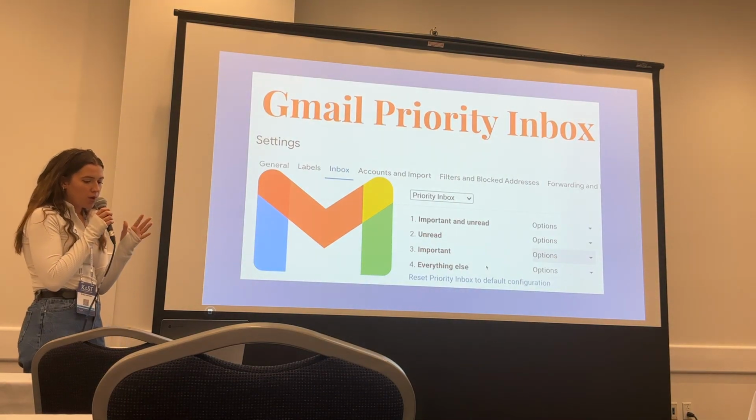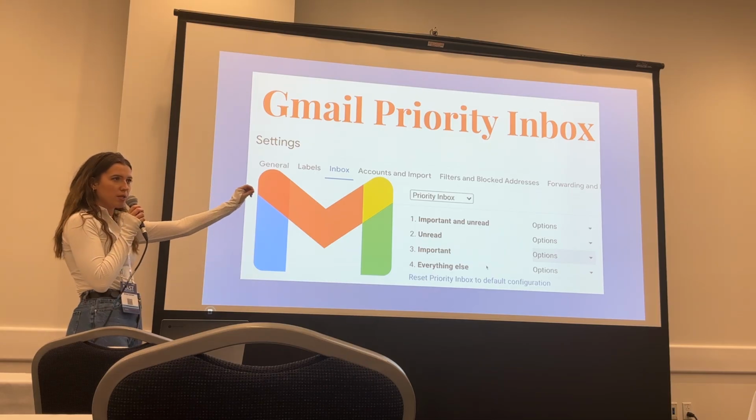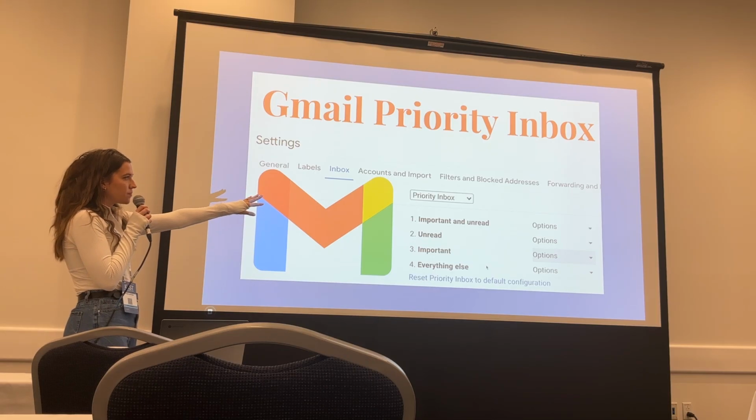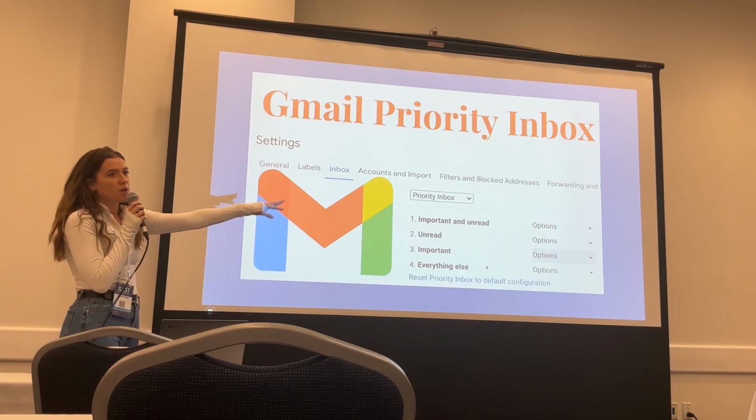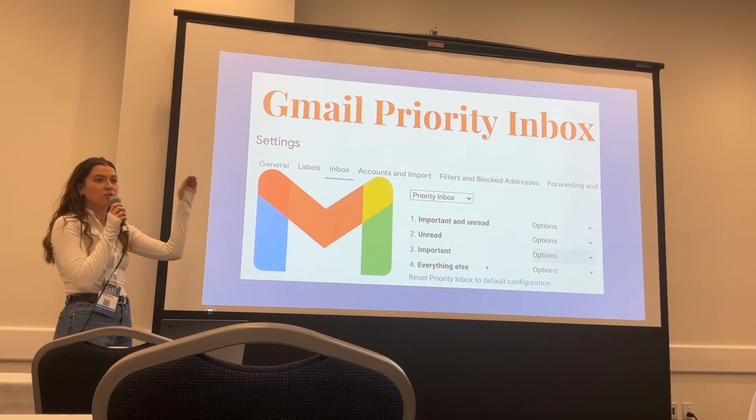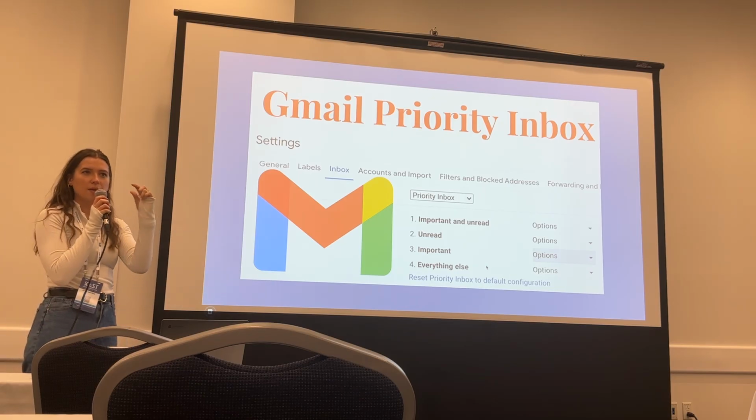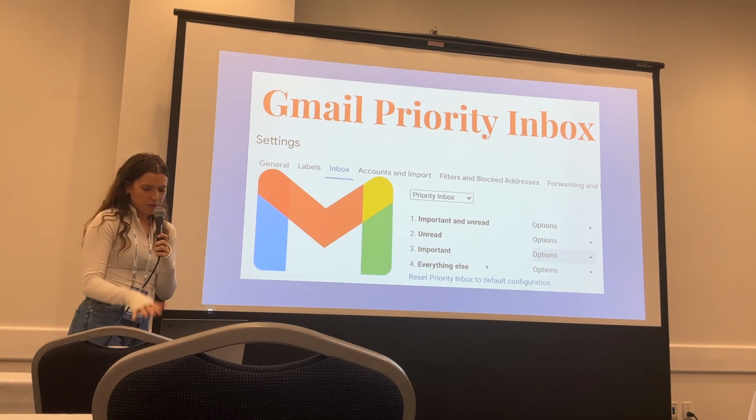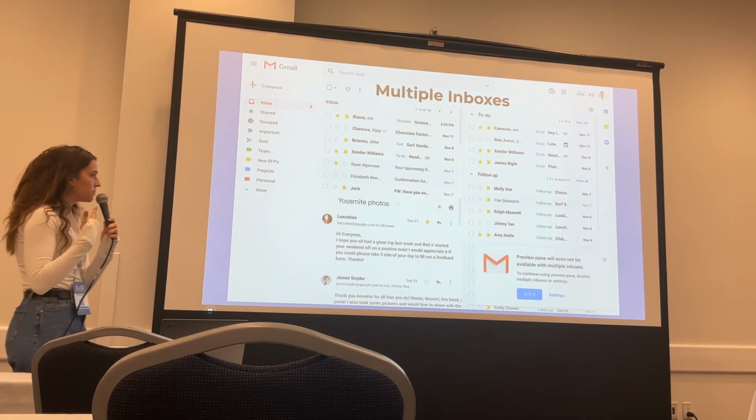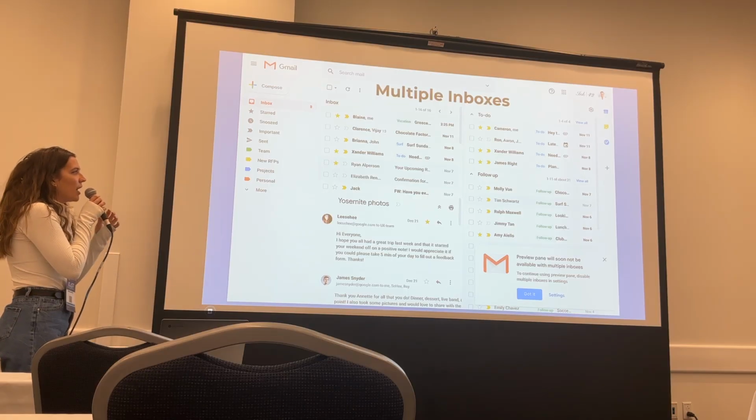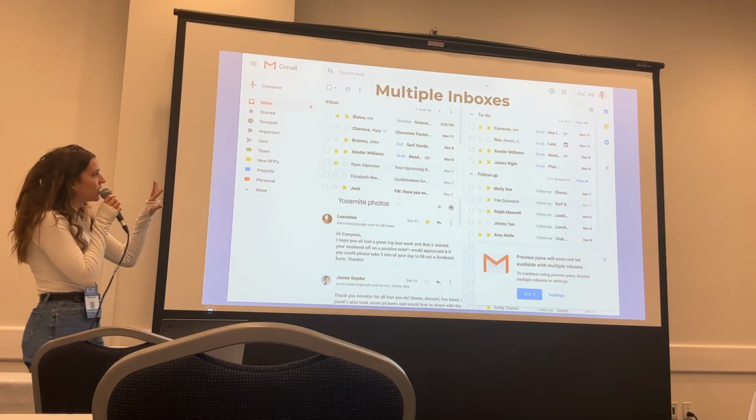And then priority inbox. This one, you get to decide what your priorities are and what sections. So you will decide the options, which one goes first, if you want unread at the top. So this one's kind of like combining the other ones, and you get to personalize. Similar to that one is the one that I'm trying now, which is multiple inboxes. And what multiple inboxes does is you can kind of personalize.